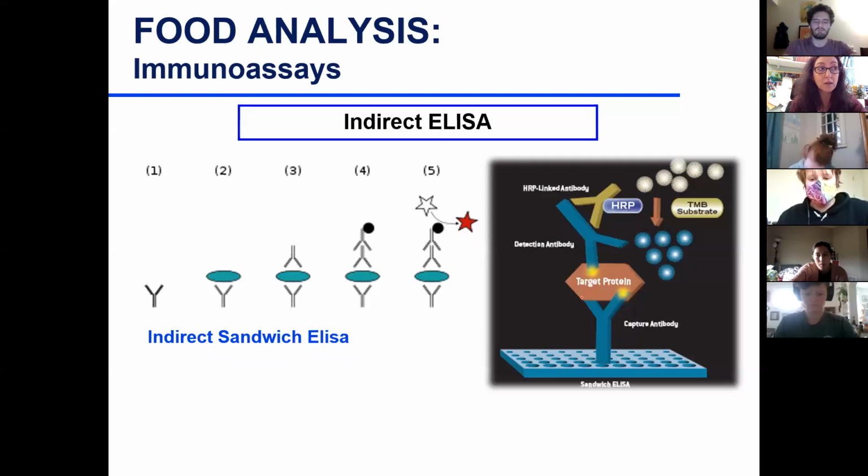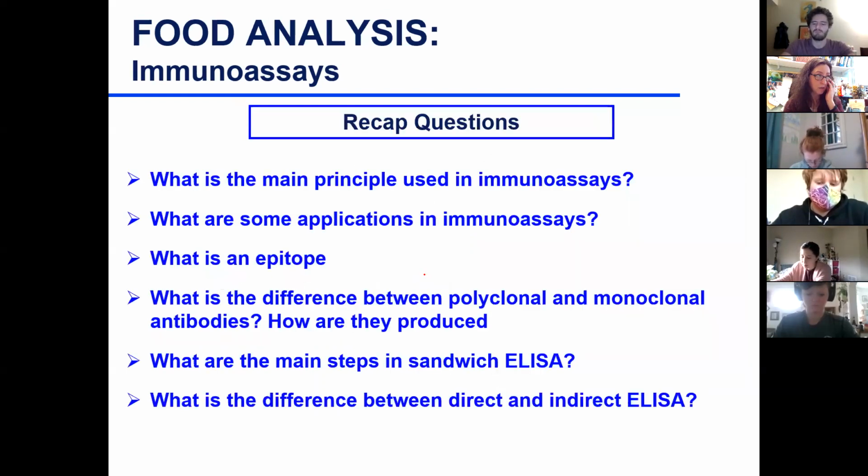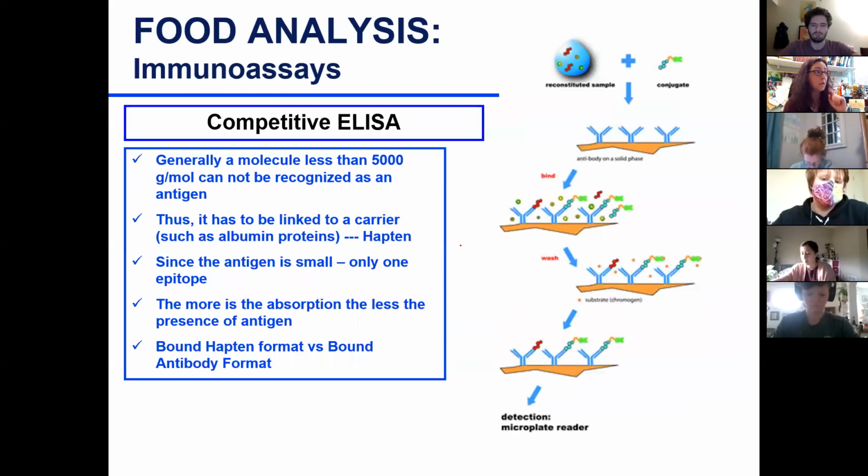If you have more antigen, you get more labeled antibody binding, more enzymes bound, and then more substrate converted to product. All right, so with more antigen or more target protein, the higher the absorption in both assays, sandwich ELISA and indirect ELISA. These are just review questions for you.